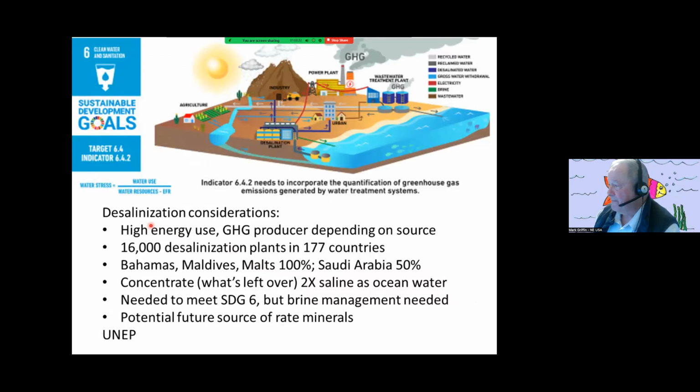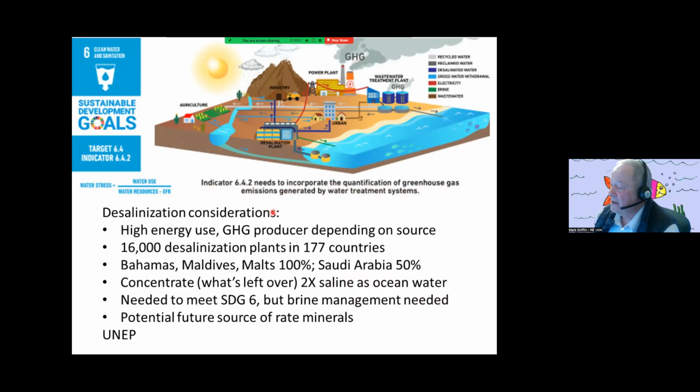All right, this is a quick slide. It's just saying that water plants, water treatment plants, wastewater treatment plants, and desalination all use energy. Because of that, they are producing greenhouse gases. So indicator 6.4.2 needs to incorporate the quantification of greenhouse gas emissions generated by water treatment systems. I believe this is a statement. I don't think it does that yet.